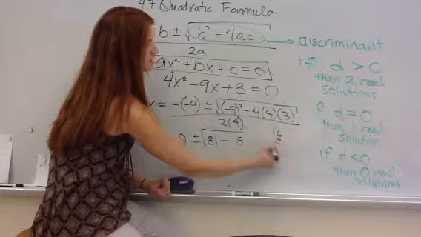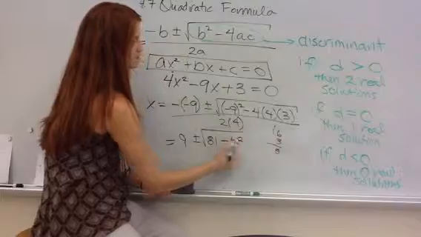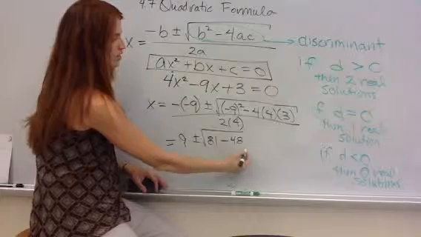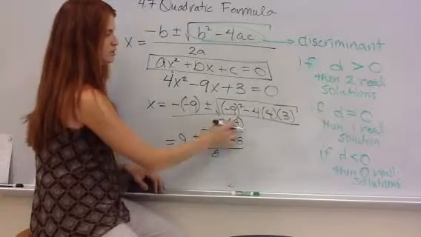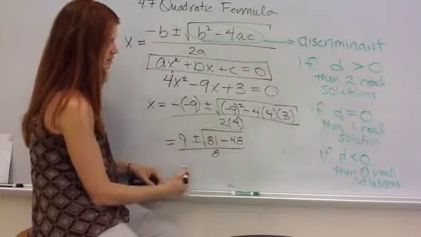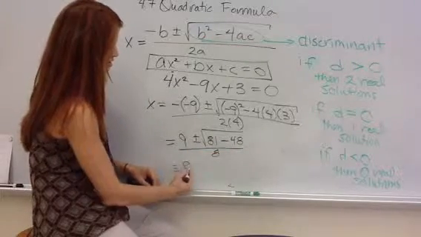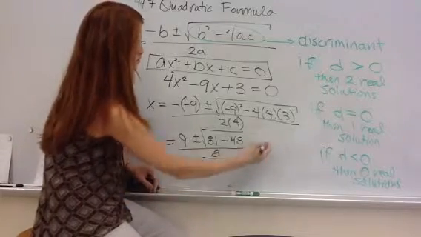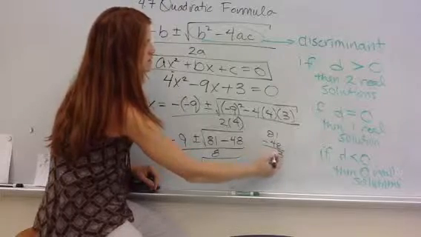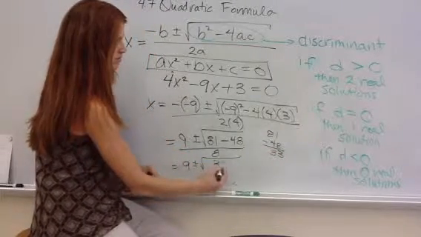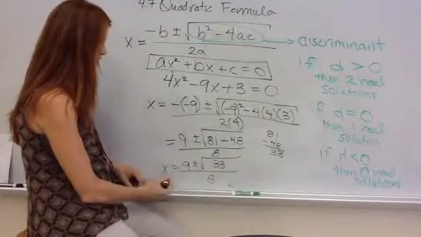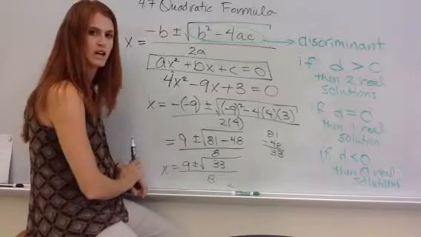all right, 48. And this is all over 8 when you do 2 times 4. Then 81 minus 48 is going to give me 33. All this over 8. So this would be my answer for x. X equals 9 plus or minus the square root of 33 all over 8.